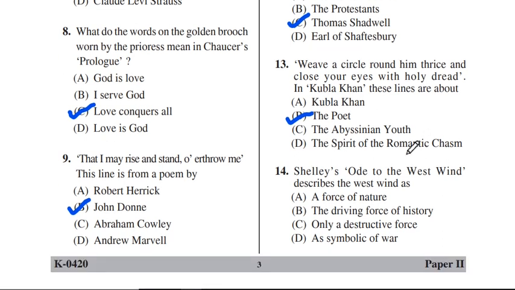Next, 14th one. Shelley's Ode to the West Wind describes the west wind as. Options are a force of nature, the driving force of history, only a destructive force, as symbolic of war. And the correct answer is the driving force of history.